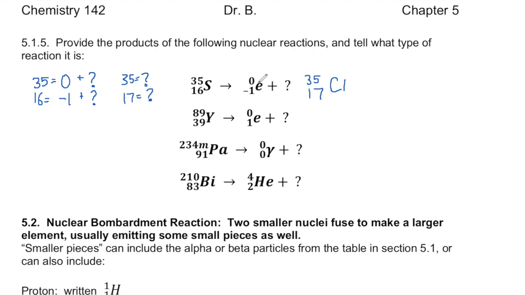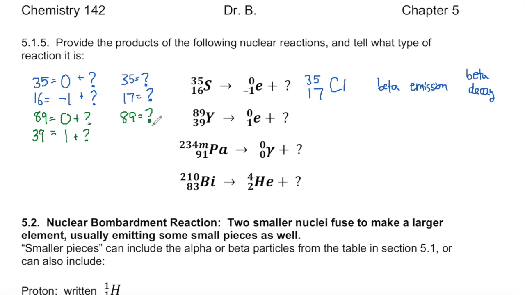The type of particle that was emitted, the E with the -1 charge, that's a regular electron. This is called a beta particle or beta emission. We can also call it beta decay. This next one over here, we have 89 as the mass number being equal to 0 plus a question mark. That means 89 is our question mark. And then we have atomic number 39 being equal to 1 plus a question mark. So this one, our question mark has to be 38.